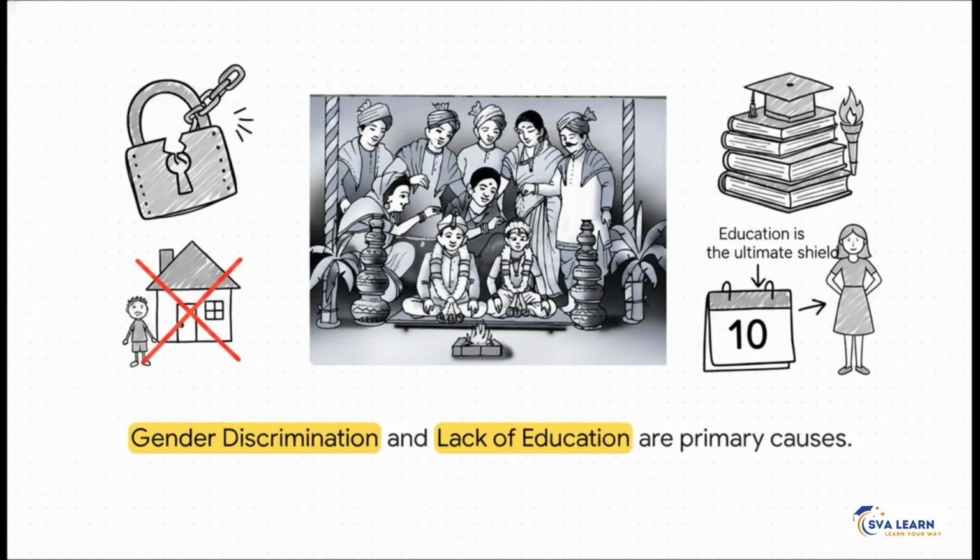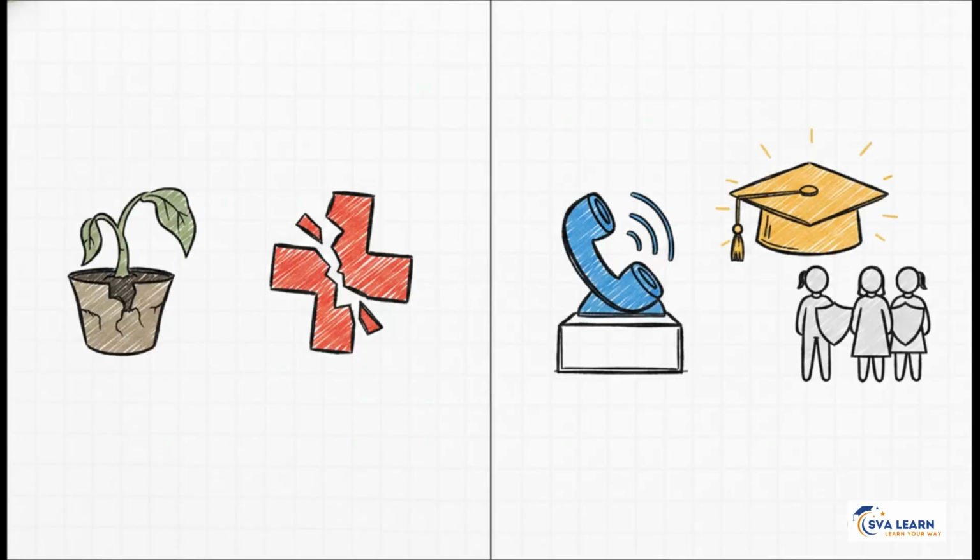And that's followed really closely by a simple lack of education. The text explicitly points out that if a family educates a girl to the 10th standard, they rarely ever get her married before 18. Education is literally the ultimate shield here. The physical effects of this are just tragic.